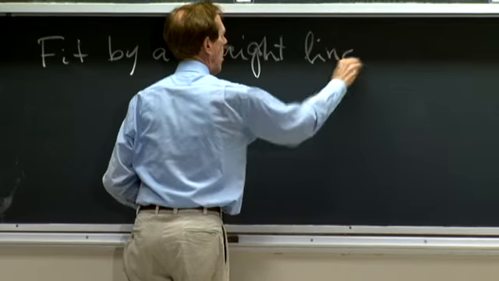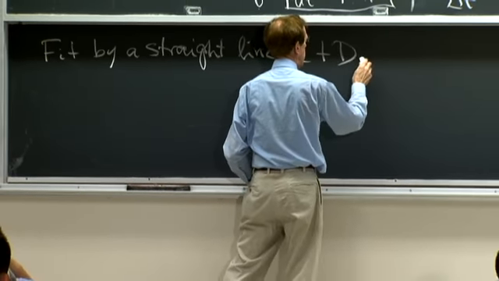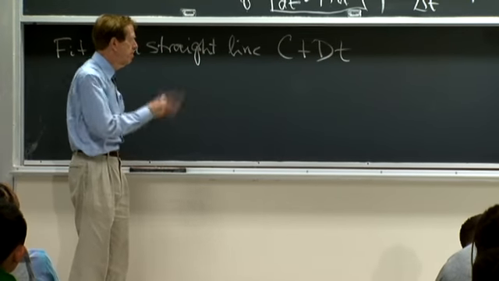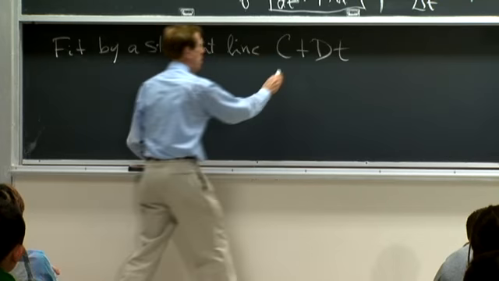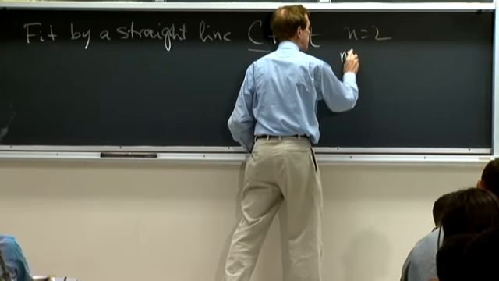So say C plus D t, shall I use that as the C plus dx? It's got two unknowns, so n is 2. But m is big.